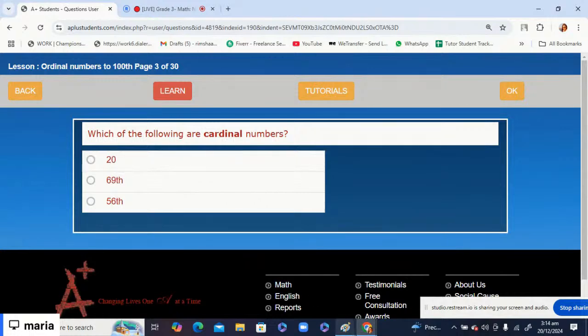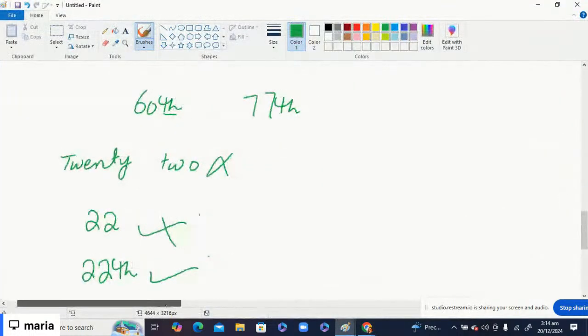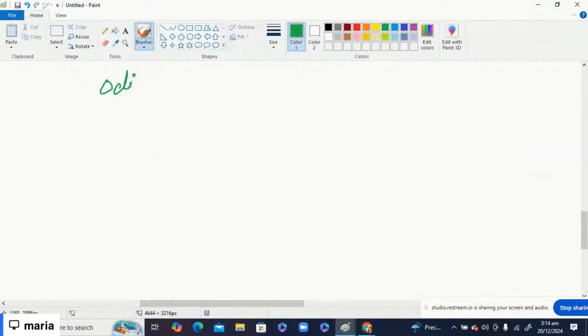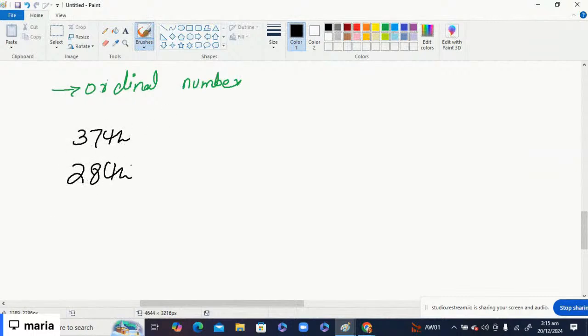Okay, now what is the meaning of cardinal? Ordinal and cardinal. Okay, ordinal, I'm going to repeat the explanation again. Ordinal numbers are numbers that involve this way: 37th, 28th. If it's only 22, this is not an ordinal number. If they say a simple 22, it does not involve the ordinal form; these are the ordinal numbers.